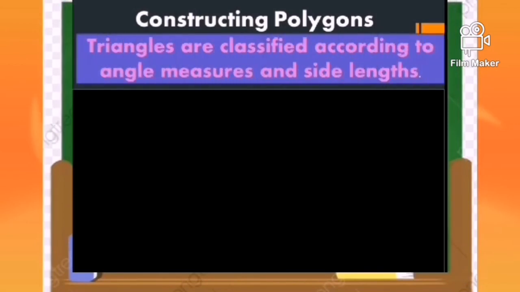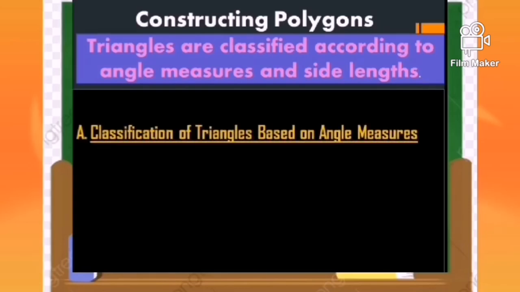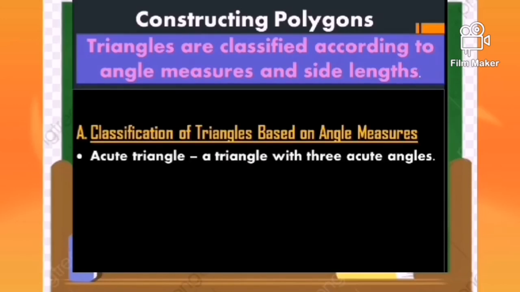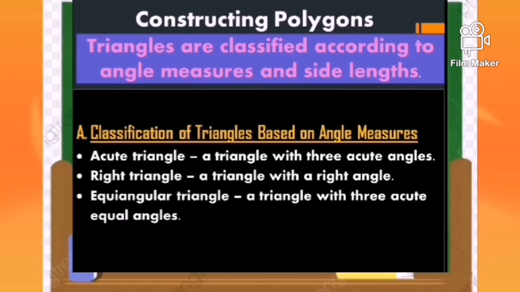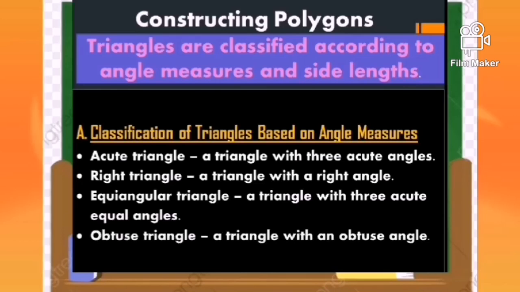Triangles are classified according to angle measures and side lengths. First, classification of triangles based on angle measures. We have here acute triangle, a triangle with three acute angles. And then we have right triangle, a triangle with a right angle. Next is equiangular triangle, a triangle with three equal acute angles. And lastly, we have obtuse triangle, a triangle with an obtuse angle.